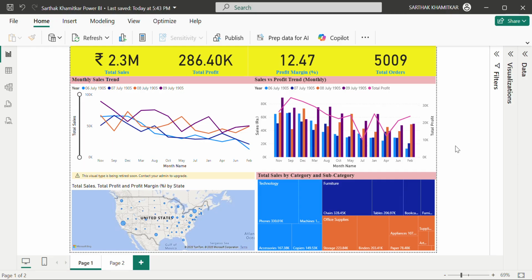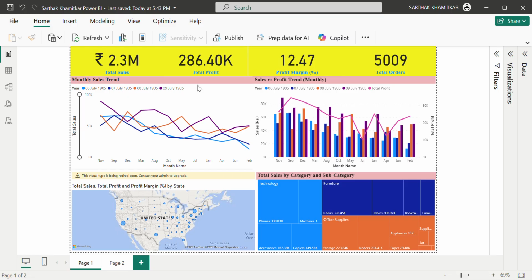Let's start from the top. Here, I have displayed 4 key performance indicators that summarize the business health. The first one is total sales. As we can see, the total sales is 2.3 million rupees, whereas total profit is 286.4k rupees. Profit margin has grown to 12.47%, and the total orders that they have received is 5009.